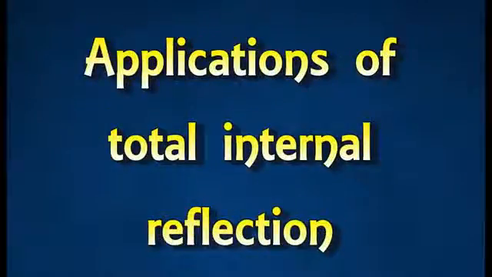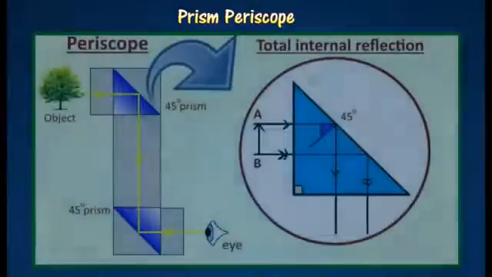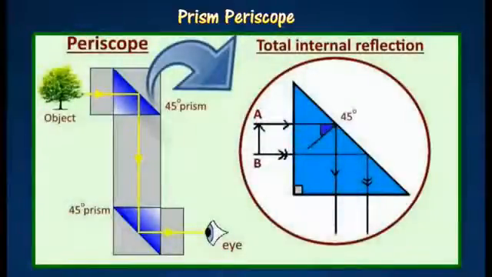Applications of total internal reflection. A periscope can be used to view objects behind obstacles. The construction of the periscope is based on the effects of a prism on rays of light. The periscope is built using two right-angled prisms of crown glass. Total internal reflection takes place at the hypotenuse face of both prisms.